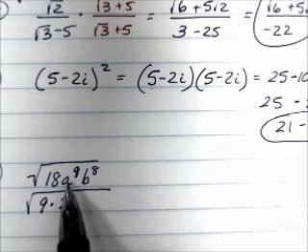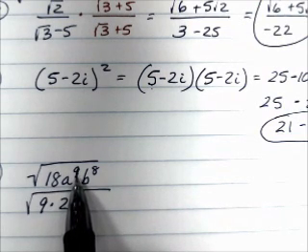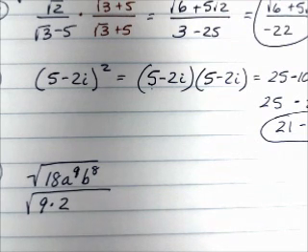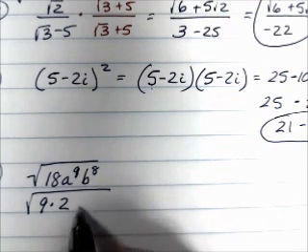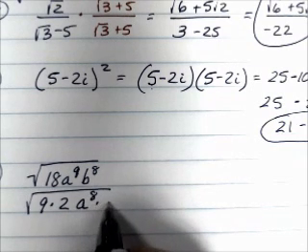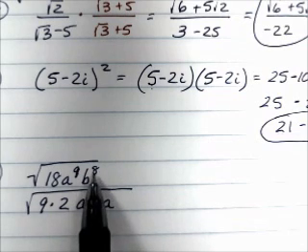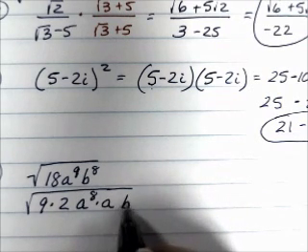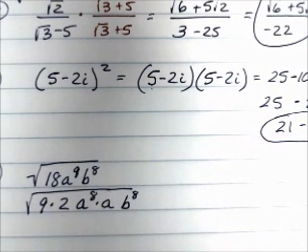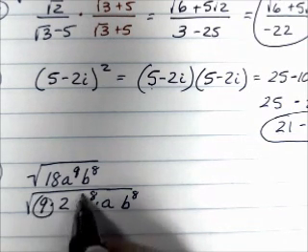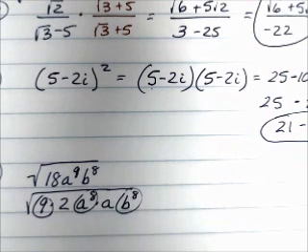Now a to the 9th, right? We need a to an even power. We would break 9 down into 8 and 1. So this would be a to the 8th times a to the 1st. And b to the 8th, the exponent 8 is even. So that is already a perfect square. Circle our square roots. Circle our perfect squares. And now take their square roots.